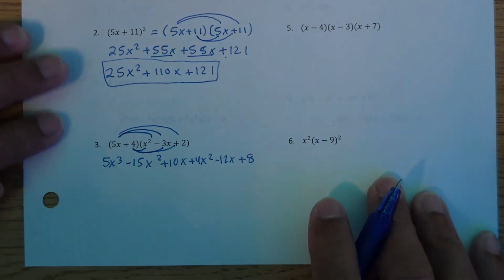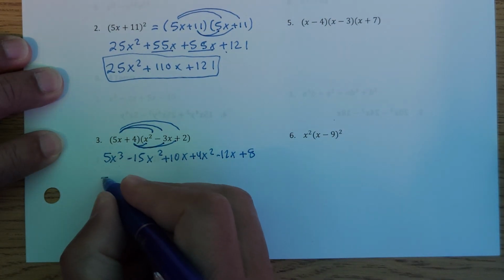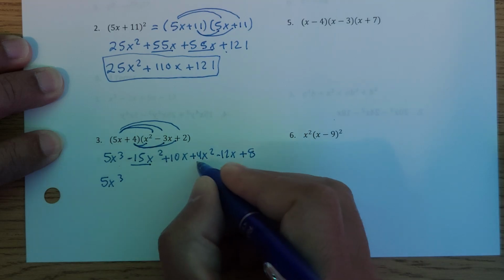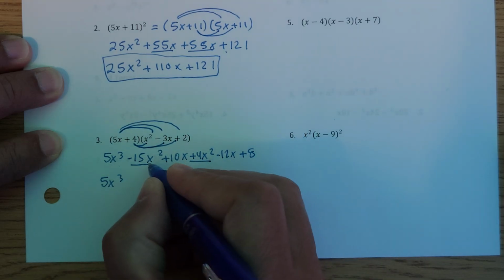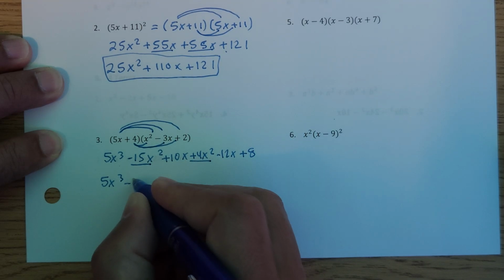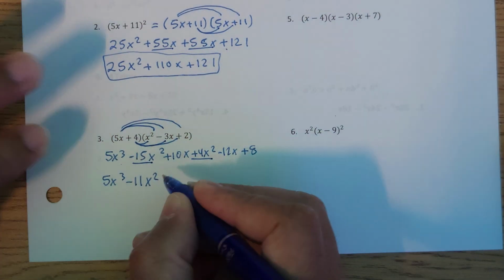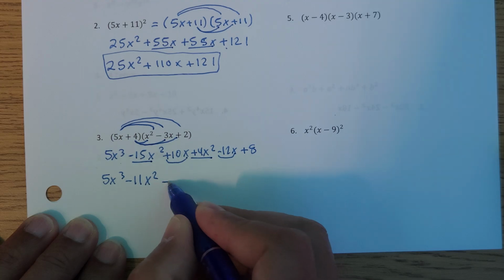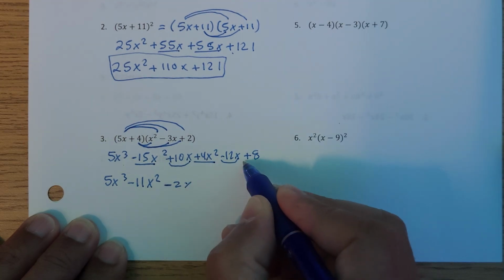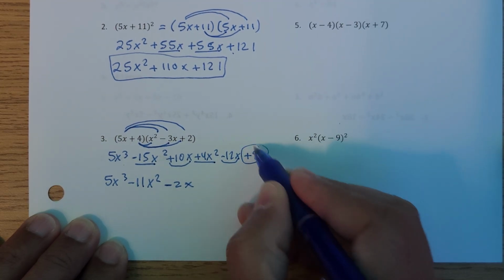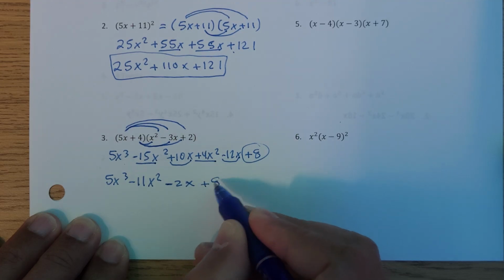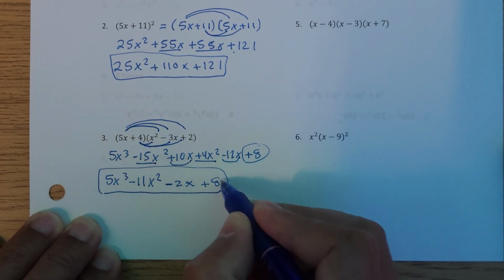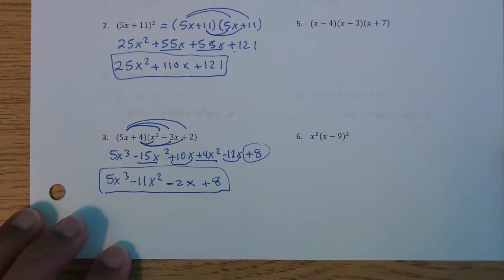And from here, clean up by combining like terms. So 5x to the third, and then we have negative 15x squared and positive 4x squared. They combine to negative 11x squared. And then we have 10x and negative 12x, so those combine to negative 2x. And then we just have the constant, which is plus 8. So this is the product of that binomial and this trinomial.